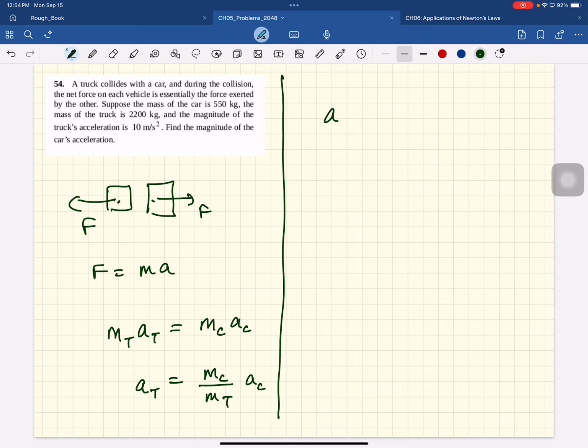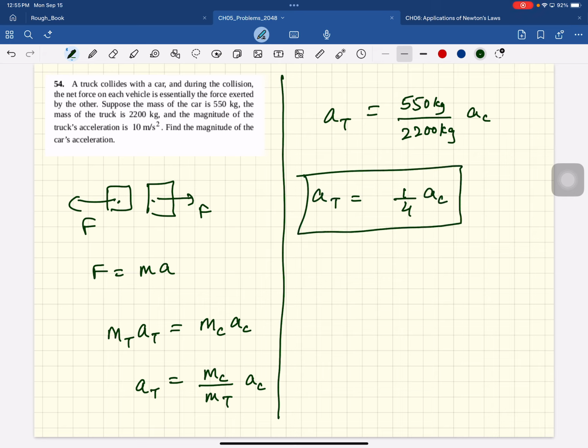So acceleration of the truck is, mass of the car is 550 kgs, 2,200 kg. Okay, so if you're in a vehicle that's 4 times as heavy, the acceleration that you suffer is 1/4 as great.